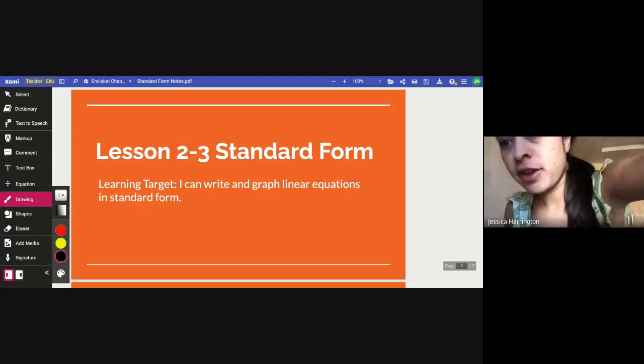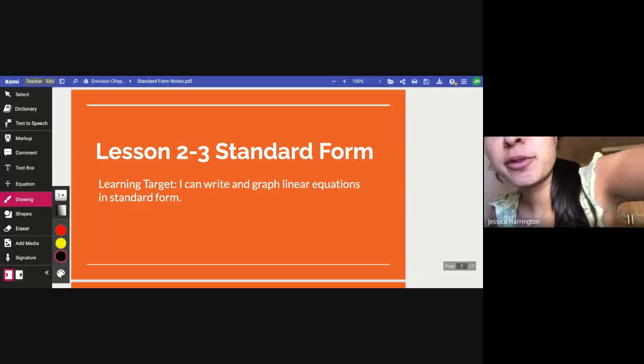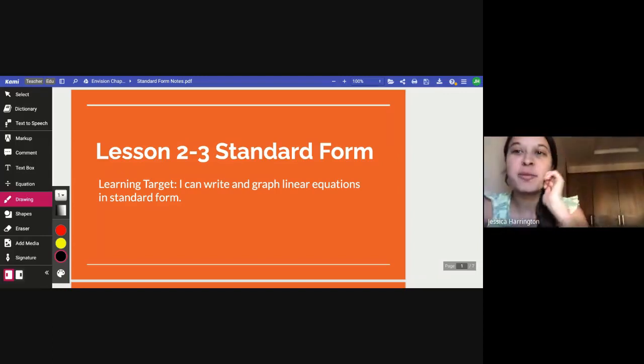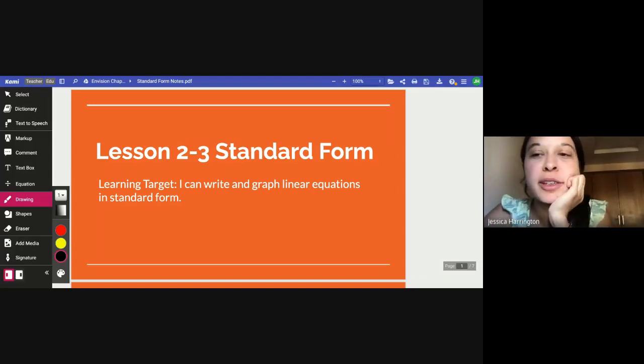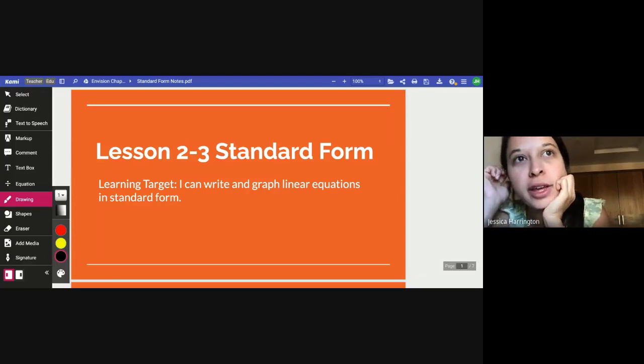All right, so we've talked about point slope form, and we've talked about slope intercept form, two different ways that you can write an equation of the line.